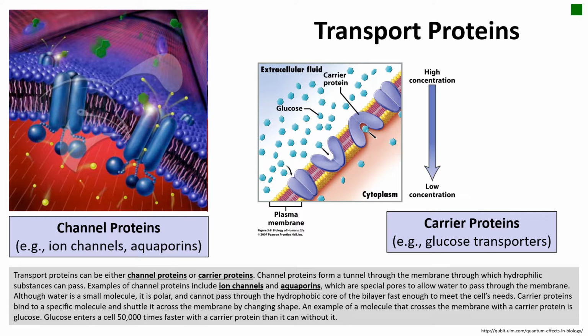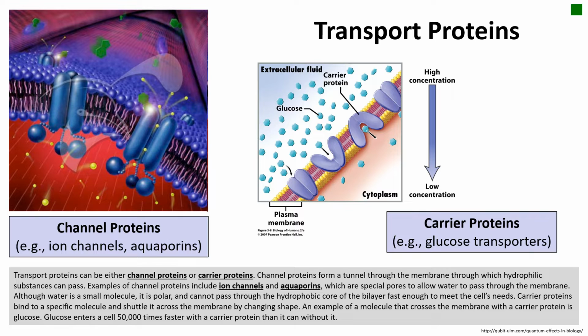Transport proteins can be either channel proteins or carrier proteins. Channel proteins form a tunnel through the membrane through which hydrophilic substances can pass. Examples of channel proteins include ion channels and aquaporins, which are special pores to allow water to pass through the membrane. Although water is a small molecule, it is polar and cannot pass through the hydrophobic core of the bilayer fast enough to meet the cell's needs.